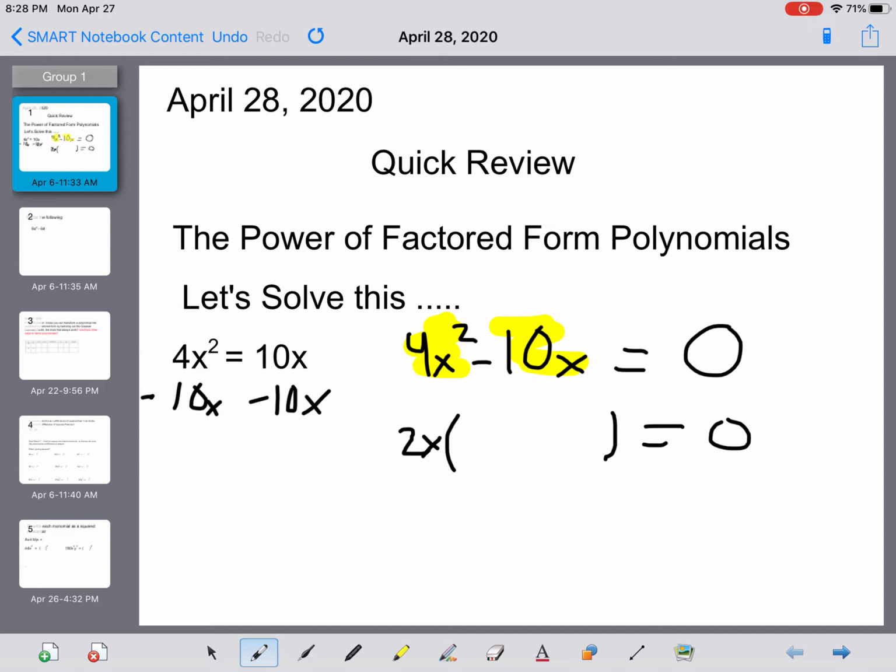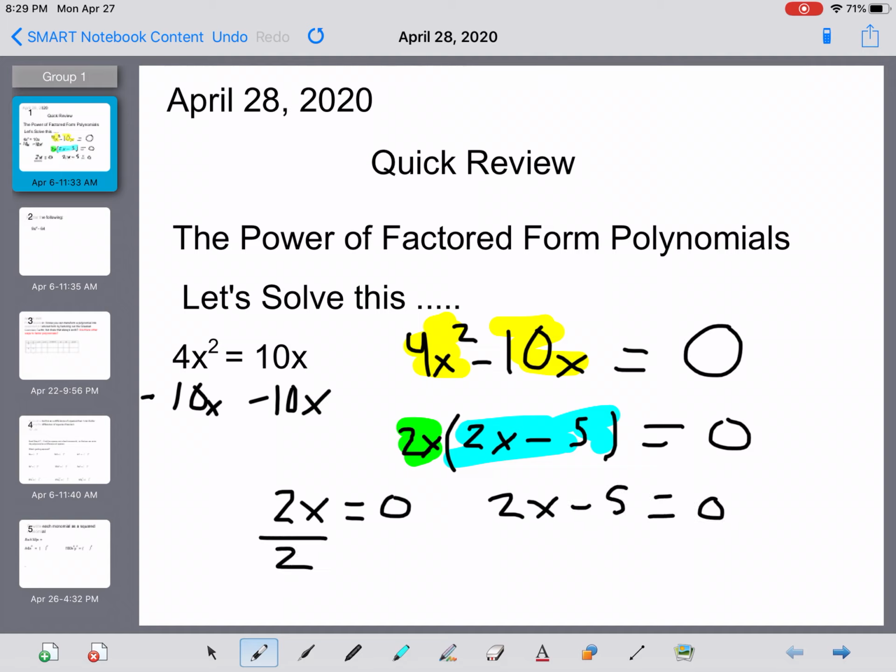What do I need to multiply 2x by to get 4x squared? That would be 2x. And what do I need to multiply 2x by to get negative 10x? That would be minus 5. So, because of zero product property, I have two pieces here. This term times this term equals 0. That means either one of those terms or both of those terms have to equal 0. So we're going to set up that equation. 2x can equal 0. Or 2x minus 5 could equal 0.